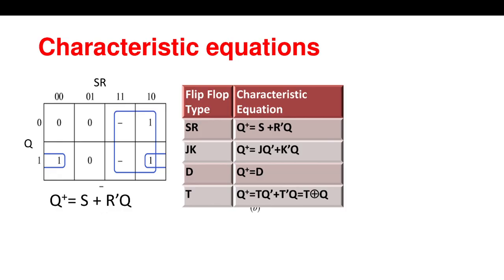Next, yes, in this way I said that we can use the K map for getting the characteristic equation. So we said 1 1 is not allowed. So we have a don't care, and this don't care can be used for simplification, and we get this as the characteristic equation.